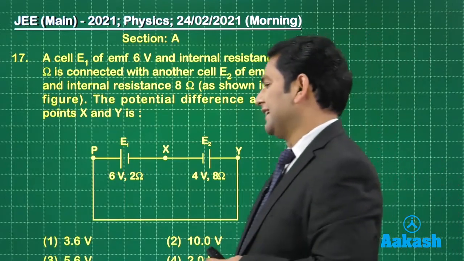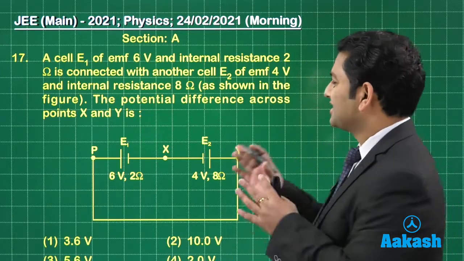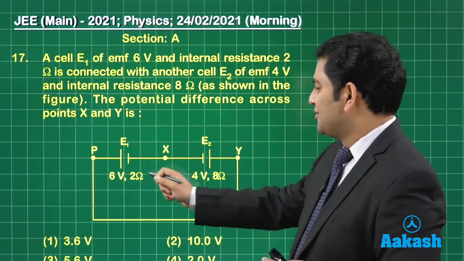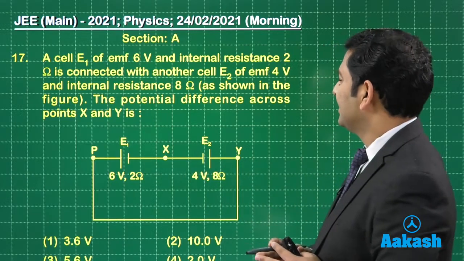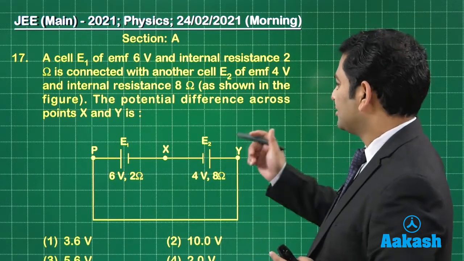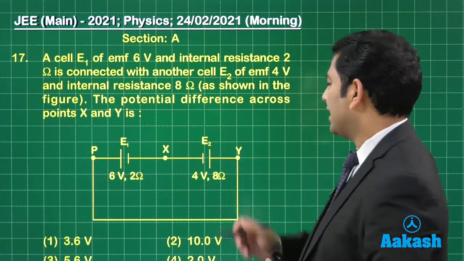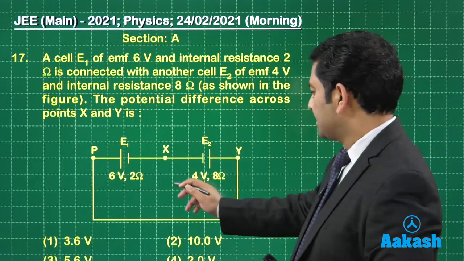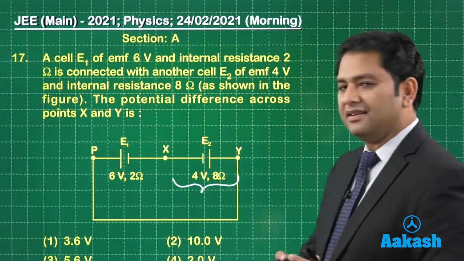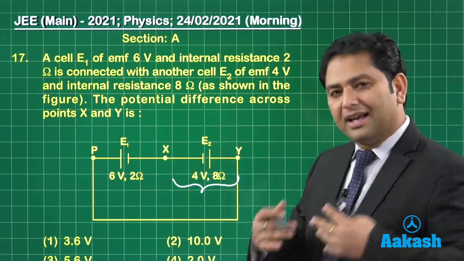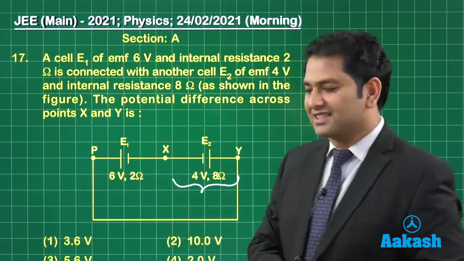Question number 17, current electricity. Now what does it say? There's a 6 volt, 2 ohm, 4 volt, 8 ohm, but notice the polarity. They're connected in this way. We have to calculate the potential difference across X and Y. Essentially it's talking about the terminal potential difference of this cell, if you want to go in that way. Allow me to use the language of cell, the terminal potential difference.